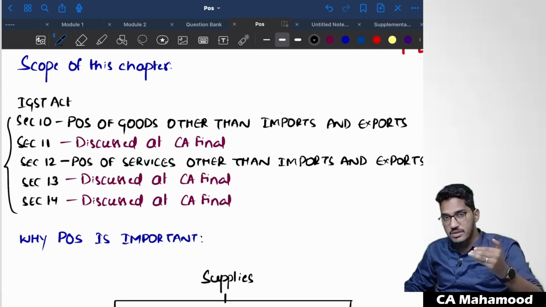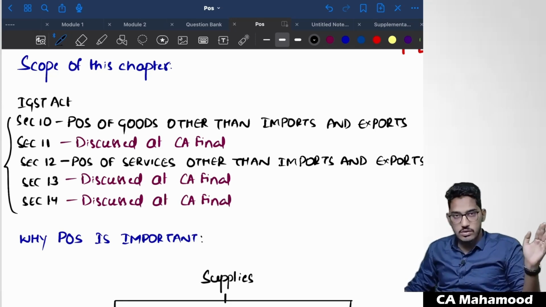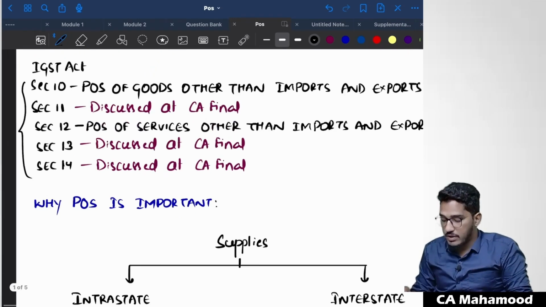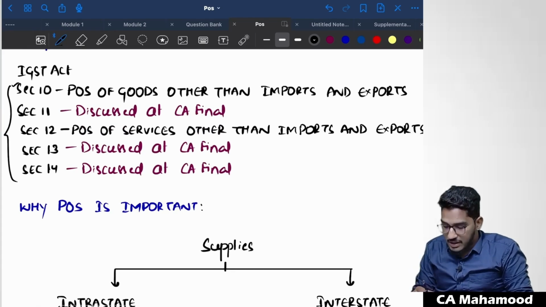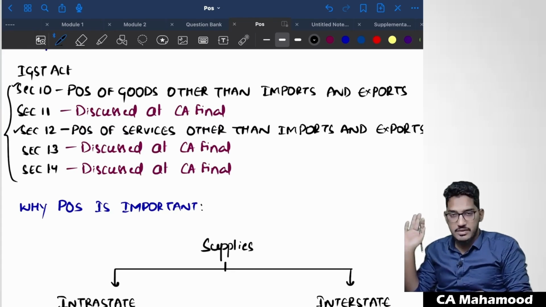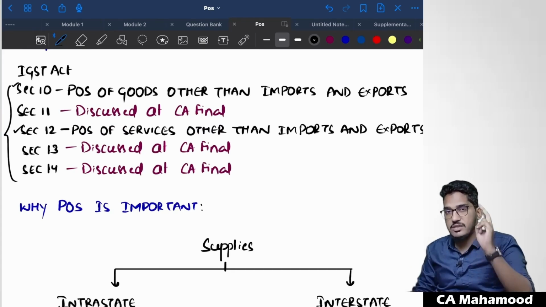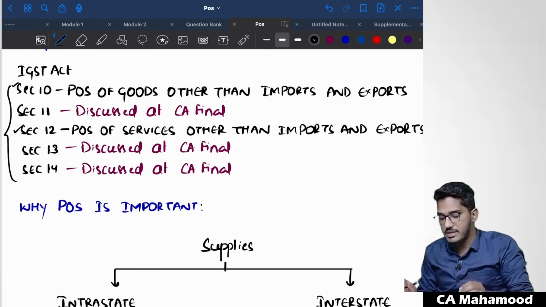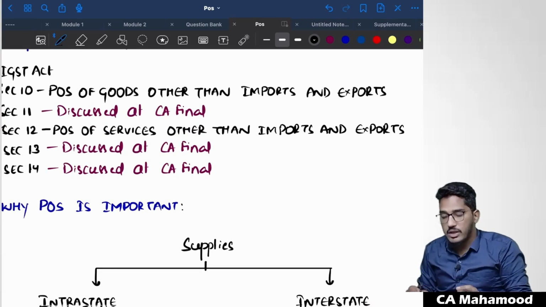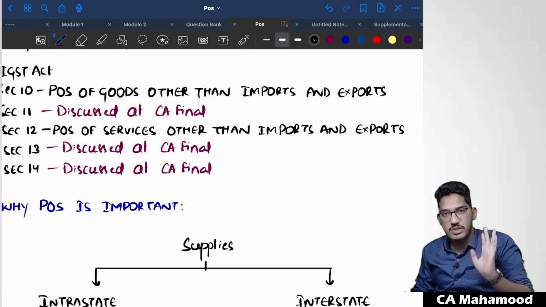But are we learning all the sections at the CA Inter level? No, we are not going to learn all the sections at the CA Inter level. We are only going to learn section 10 and section 12. At the CA Inter level, our discussion is restricted to two sections. Section 10 of the IGST Act talks about how to determine the place of supply in case of supply of goods, and that too other than imports and exports.